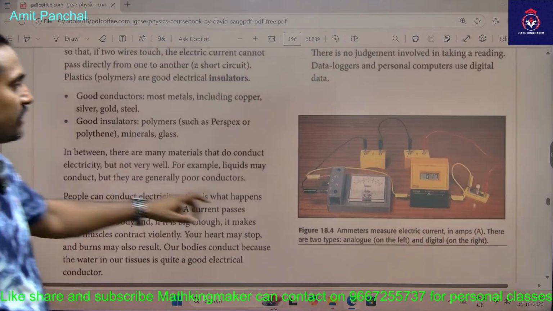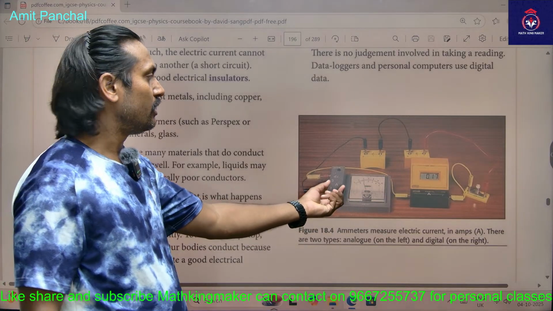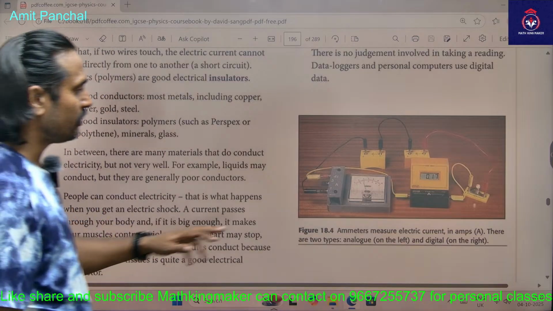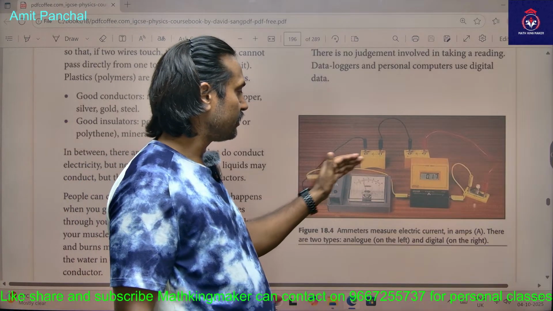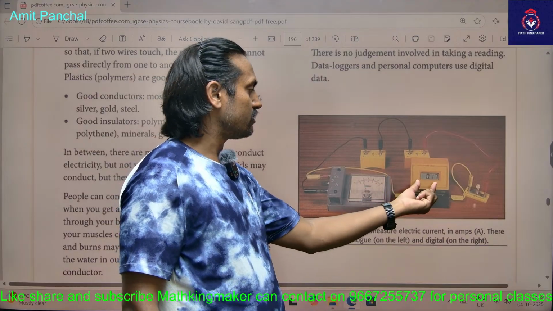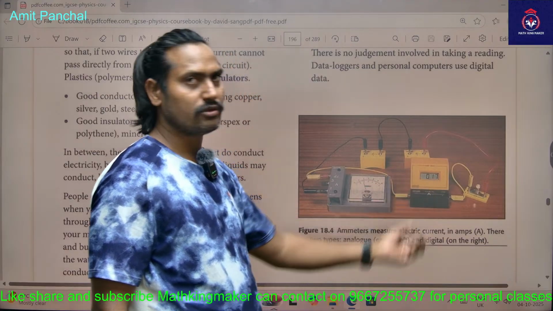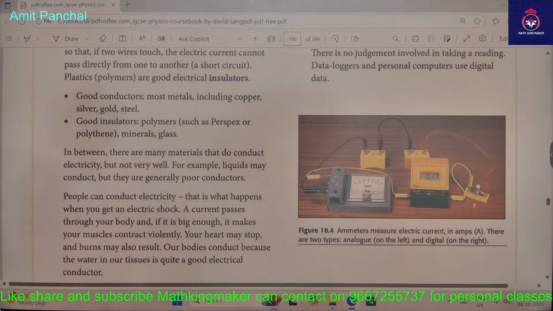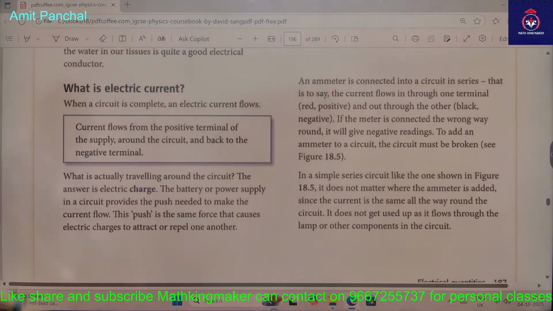So these are two examples. This is an analog meter, this is a digital meter. You can see here it is a needle and some readings are written on the display bar. Here you can see the direct answer, that is your current, 0.17 ampere or whatever it is. So it will show you directly. Nowadays the analog ammeter is not used, only the digital ammeter is used.